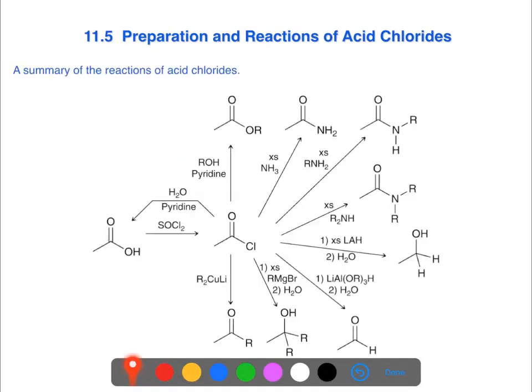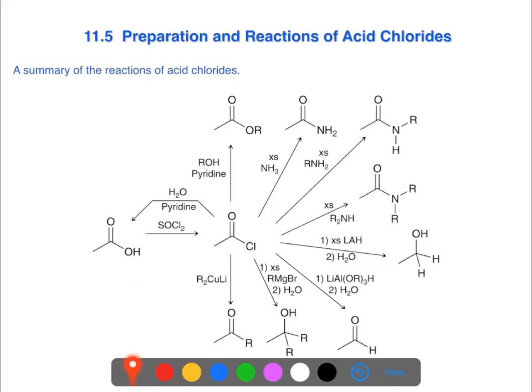Now this slide nicely summarizes the reactions of acid chlorides. As we saw in this section, the best way to prepare an acid chloride is from the corresponding carboxylic acid using the reagent thionyl chloride. Now once we have the acid chloride, we can pretty much form any other carbonyl containing compound using a variety of reagents. So we saw that if we started with the acid chloride and carried out a hydrolysis reaction, we would end up with the carboxylic acid.